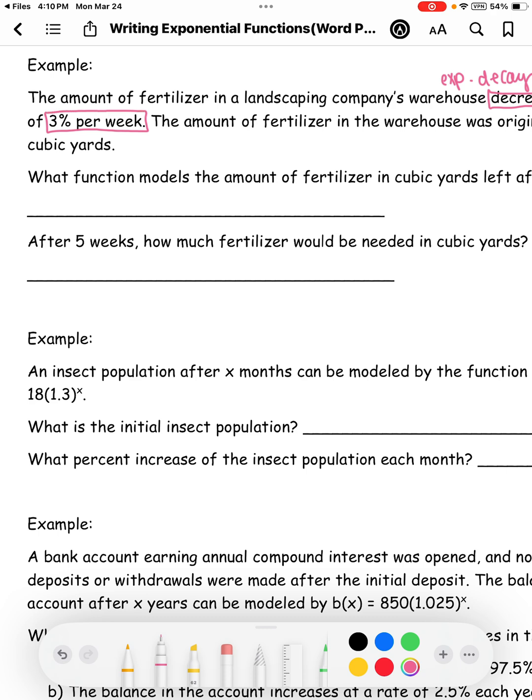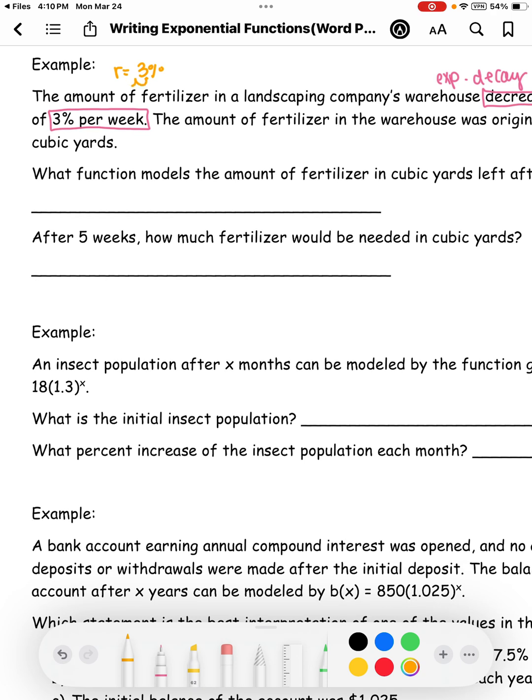Okay. Go ahead and pause the video and convert that to b. So hopefully you actually pause the video. Some of y'all just copy me. Okay, so 3%, change it to a decimal. That'll be 0.03. And that's not b, that's still r. To find the b value, I have to do 1 minus 0.03, which is 0.97. There's my b value.